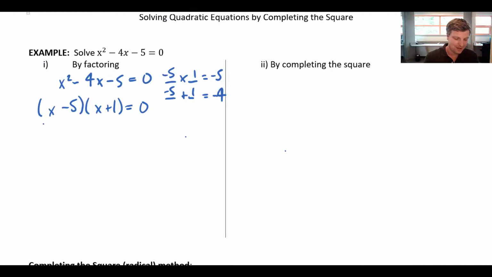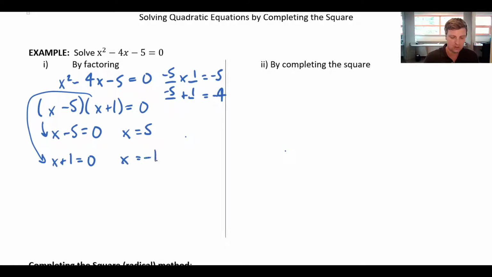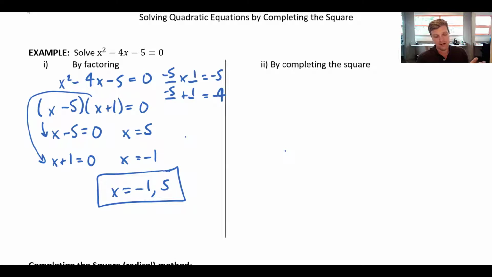and I can solve for x. So x can equal 5, or if I do this one here, x plus 1 is equal to 0, that means x can equal -1. So x can equal -1 and 5. Those are the solutions to that equation.